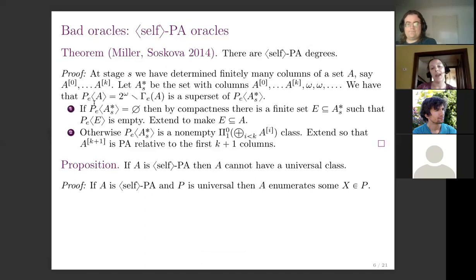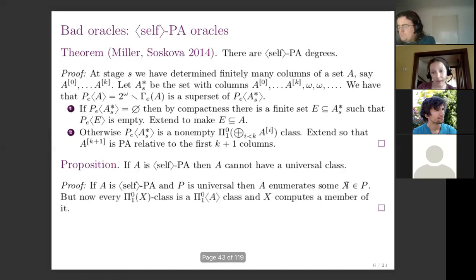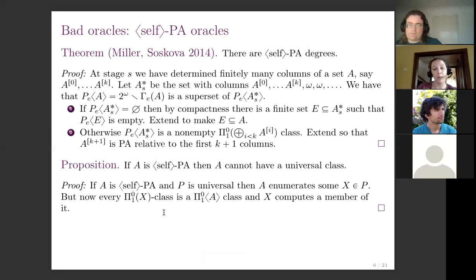If A is self-PA and P is a universal class, it's a Pi-0-1 relative to A class, so A enumerates a member in it. Now let's think about this member X. X enumerates a member of every Pi-0-1 in A class, but every Pi-0-1 in X class, where we treat X as a Turing oracle now, is a Pi-0-1 relative to A class, because A enumerates X join X complement. But then if X is PA relative to A, X has to enumerate a member of every Pi-0-1 in X class, but we know that can't happen.